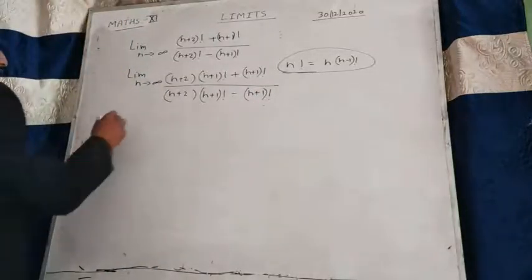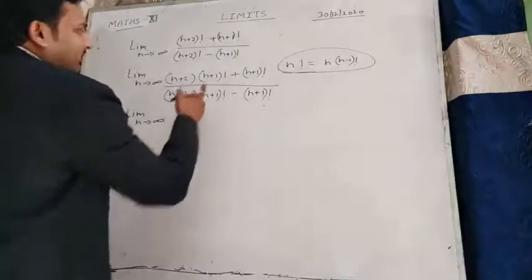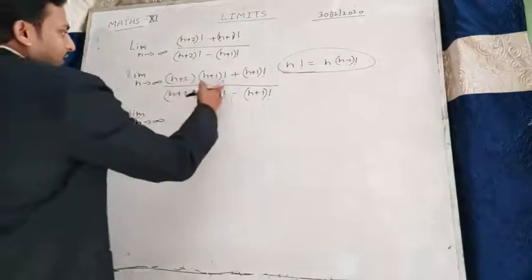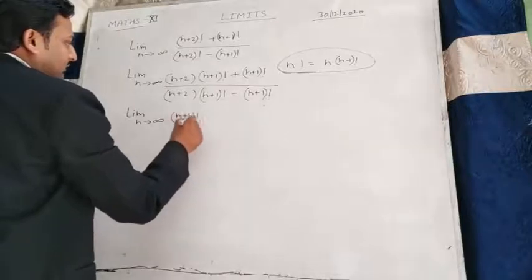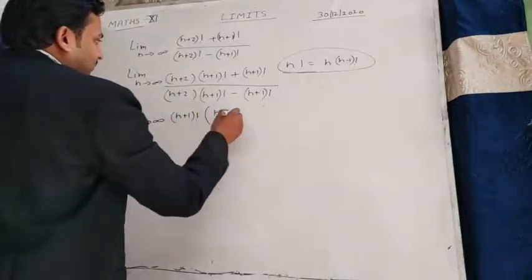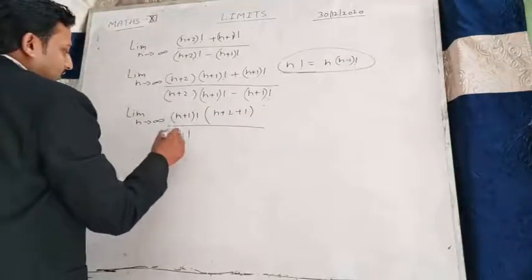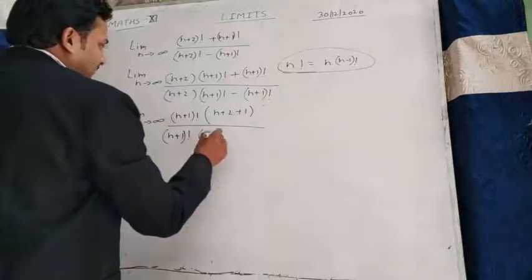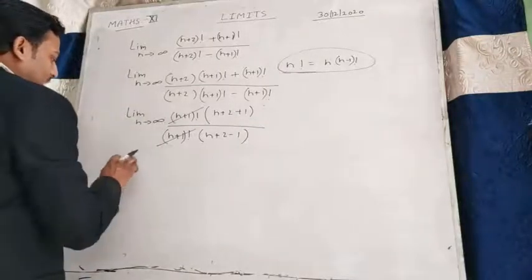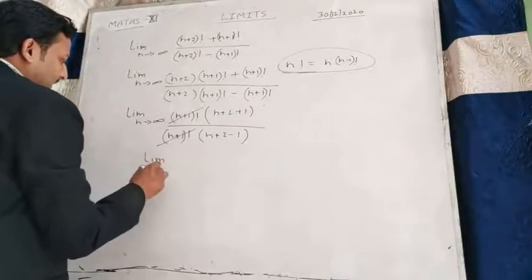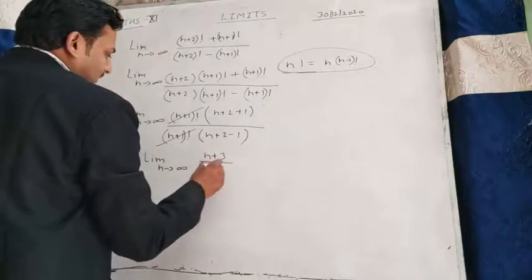Okay student, now the limit as n tends to infinity. We are seeing that n plus 1 is here with the factorial. So we will take n plus 1 outside, and inside is n plus 2 plus 1, divided by, again, n plus 1 is here. So we will write n plus 2 minus 1. So n plus 1 and n plus 1 will cancel in numerator and denominator both. So the limit as n tends to infinity of n plus 3 by n plus 1.